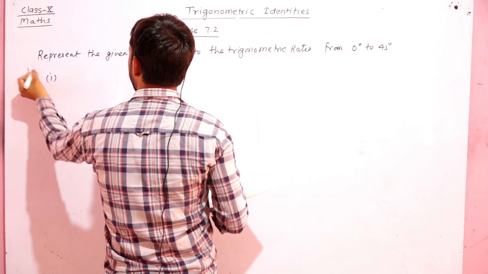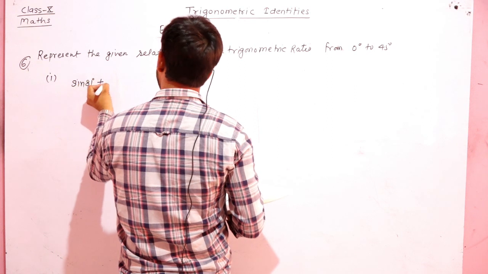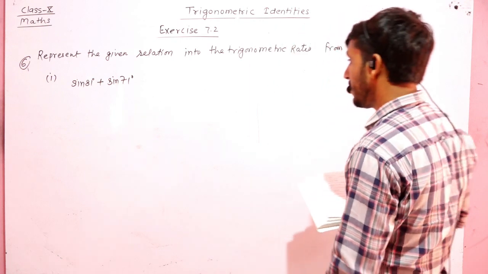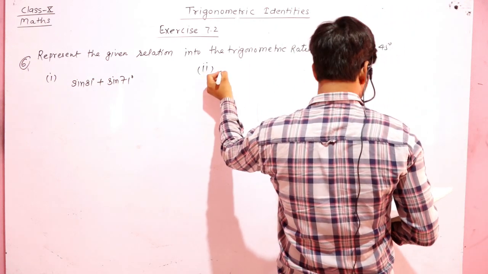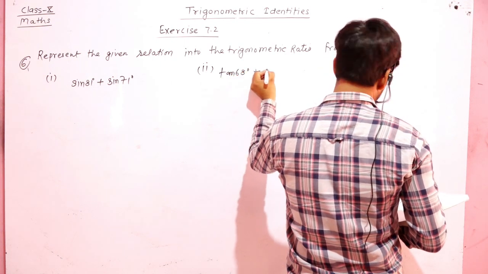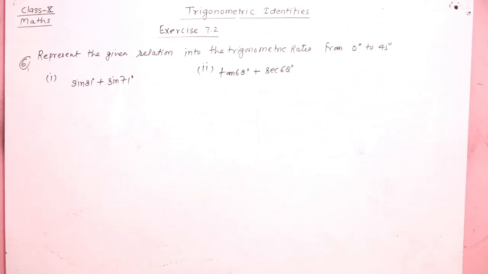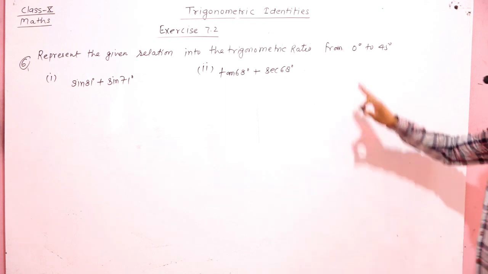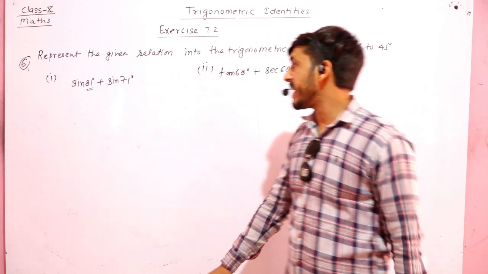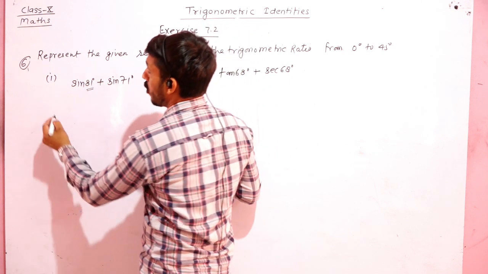So the first relation in question number 6 is sine 81 degree added to sine 71 degree. And the second part, as we have to write both parts together, is tan 68 degree plus sec 68 degree. Now see, we have to change these given angles to the range 0 to 45 degree. First you can see that this angle is not coming into this range, so first we have to adjust it by using complementary angles.